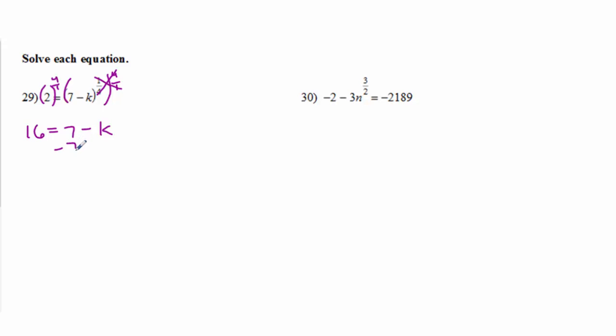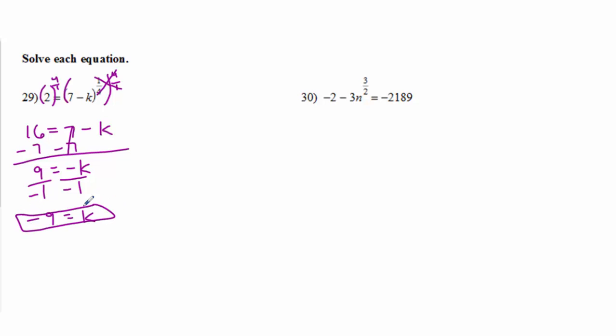I'm going to subtract 7 on both sides and get 9 equals negative k, but I don't want negative k, I want regular k. So I divide both sides by a negative 1 and get negative 9 equals k.